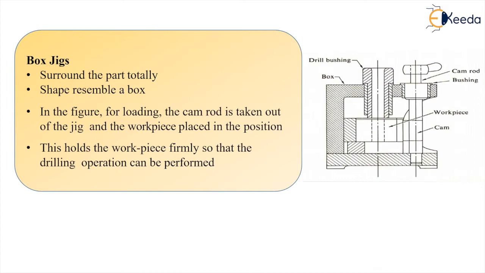Next type of jig we are having is the box jig. The name of the jig is because of the structure like a box. Okay, box-like construction within which the component is located. And the work is clamped by the rotating clamp handle which also locates it. Okay, here is the drill bushing. So it surrounds the part totally. The shape is like a box, that's why the name is box jig.